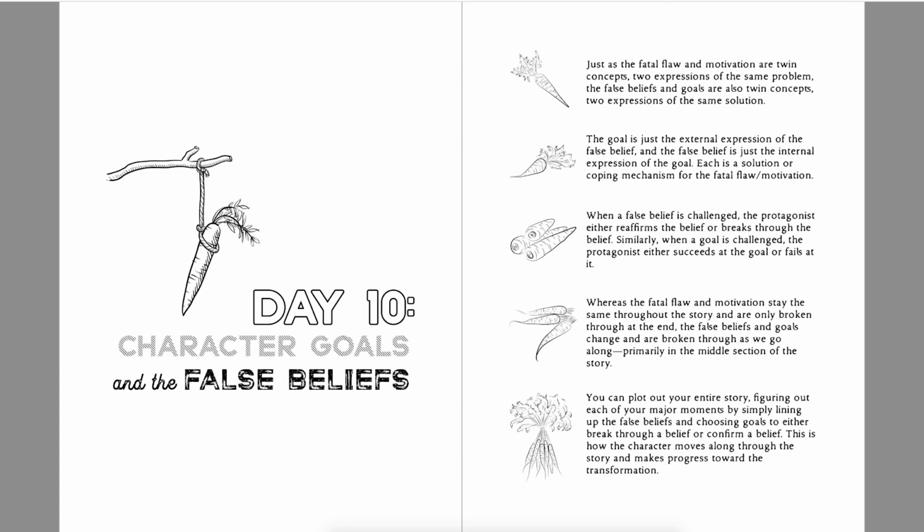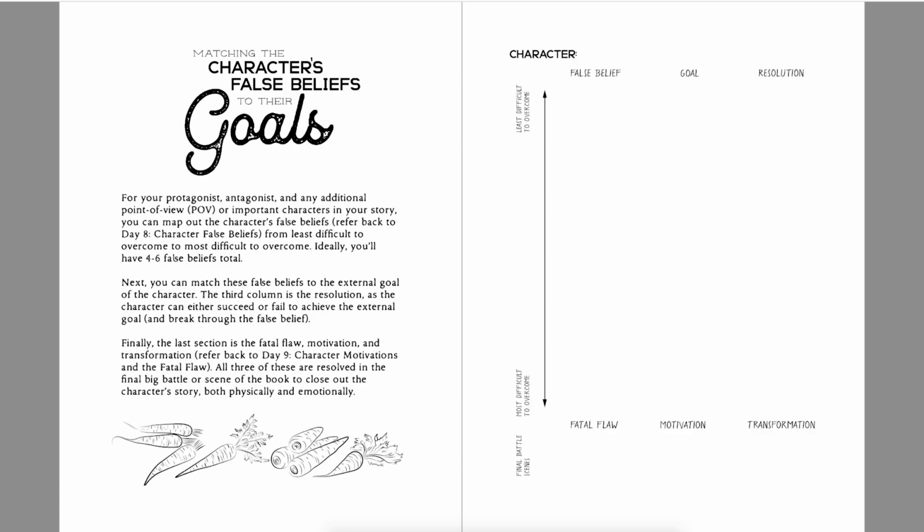So let's look at what this is. You want to match the character's false beliefs to their goals. You can do this for your protagonist, for your antagonist, and also any additional point of view characters, any important characters. You'll probably want to look back on day 8, which was your character false beliefs. You should have already done half of this. What you want to do is lay those false beliefs out from least difficult to overcome to most difficult to overcome.